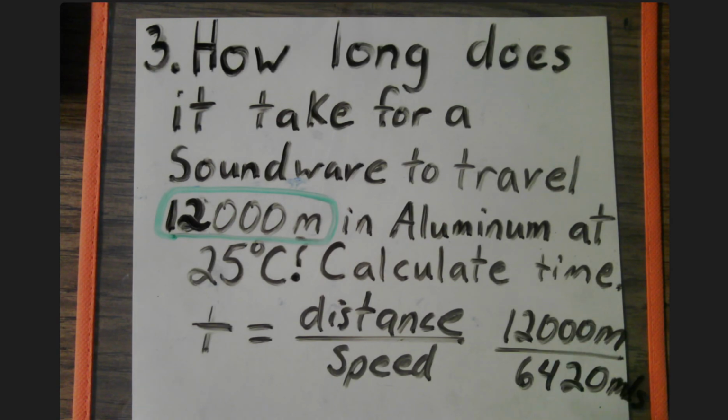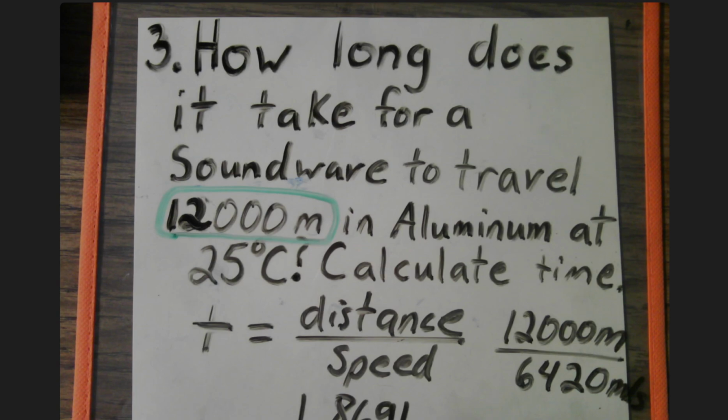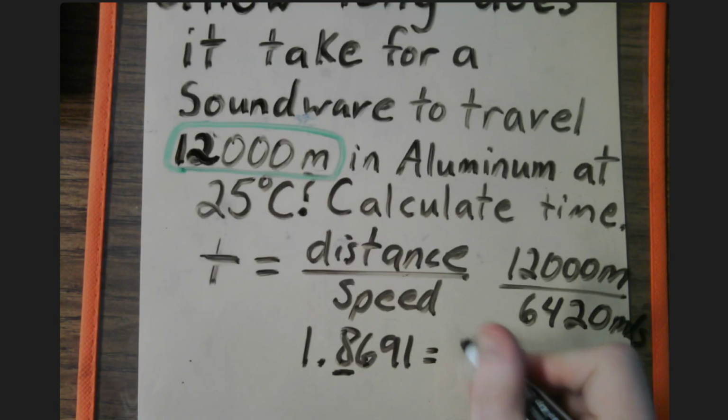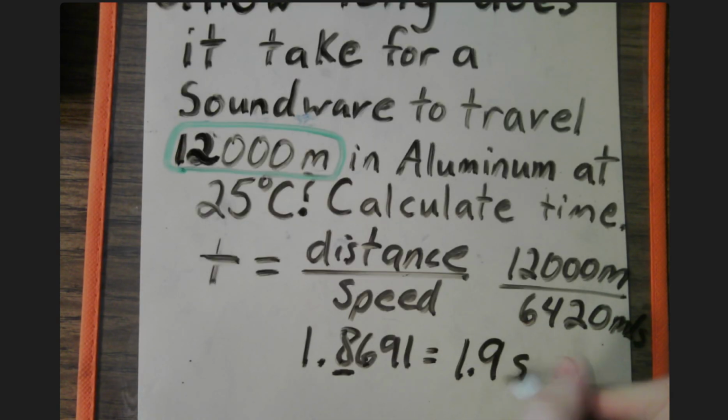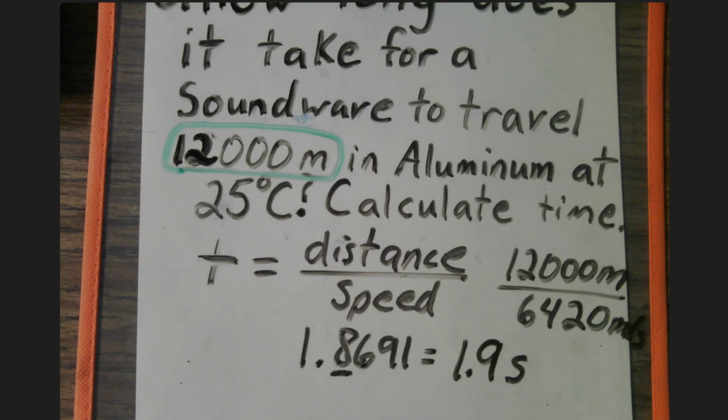Then we're going to divide these two. And you should get an answer like 1.8691. But we're going to round to the nearest tenth. So this is greater than 5, so it's going to be 1.9 seconds. And that's it.